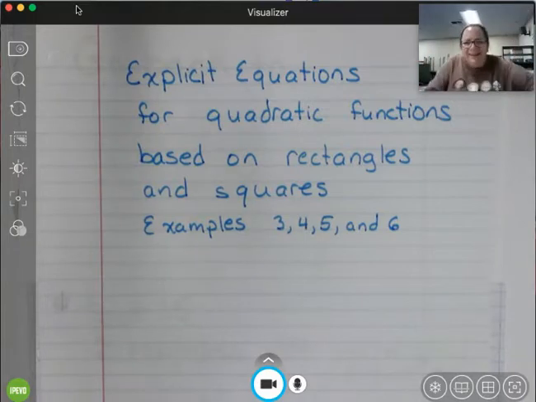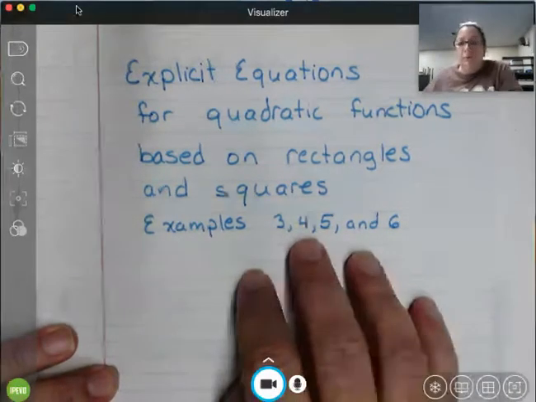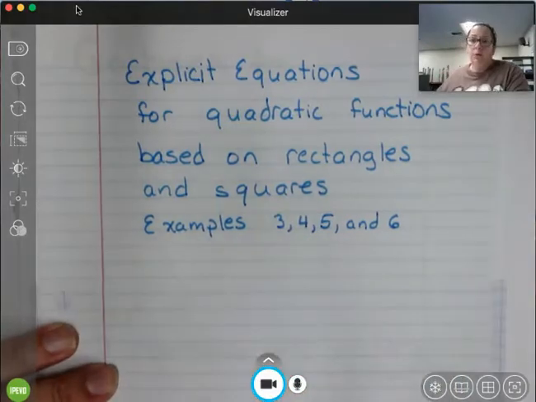Hey, here we go. Let's talk about explicit equations for quadratic functions based on rectangles and squares. What I'm going to show you here is examples 3, 4, 5, and 6, and then I'll give you a couple to work on your own.